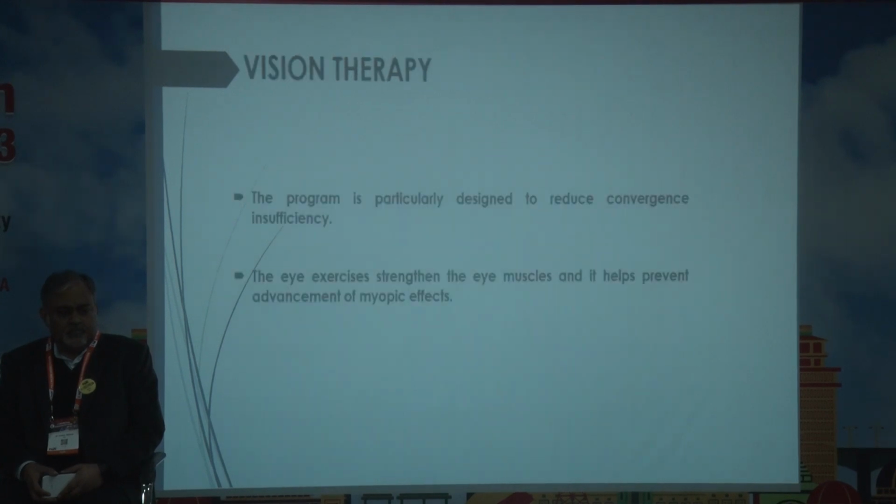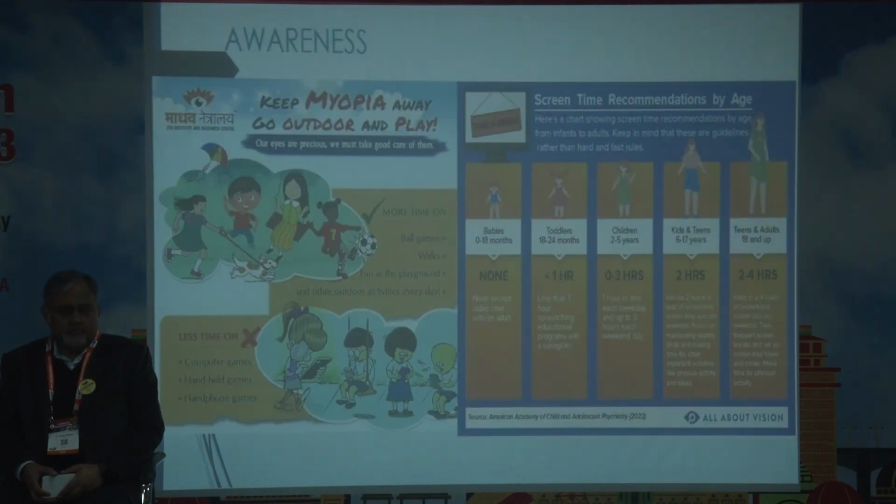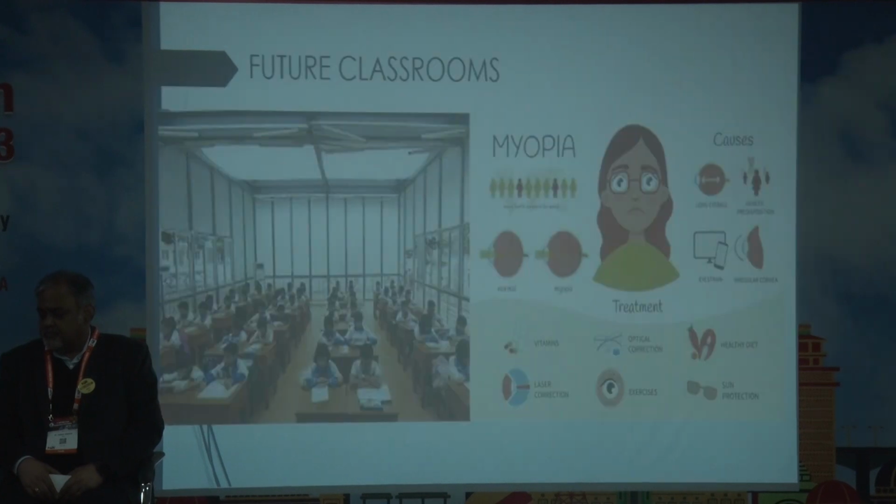And vision therapy is basically used to reduce convergence insufficiency, indirectly maybe helping in prevention of progression of myopia. So ultimately, whatever it is, we have to send the message to the people concerned that children should learn to go outdoors and play, and give them standard recommendations for screen timing.